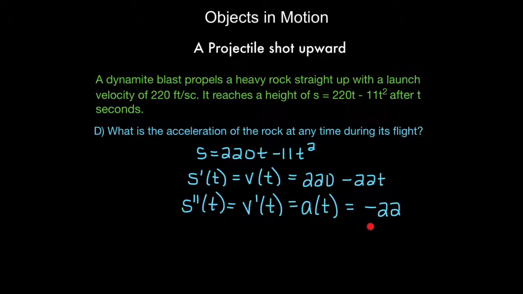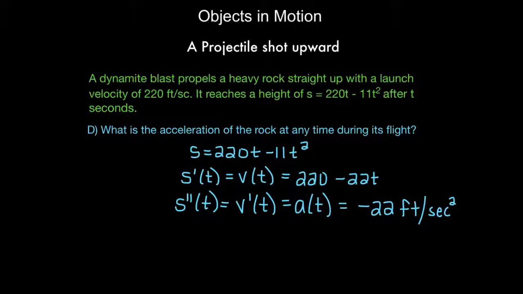So we find our acceleration by taking the derivative of the velocity equation using the power rule. 220 will cancel out because it's a constant, and the derivative of negative 22t is just negative 22. So that means our rock is falling at a rate of negative 22 feet per second squared due to gravity. So again, acceleration is the first derivative of velocity or the second derivative of position. If you start with position, you must take your derivative twice in order to get acceleration. If you start with velocity, you must take your derivative once in order to get acceleration.